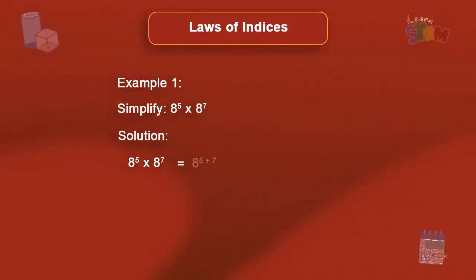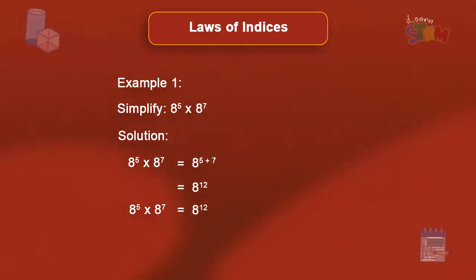This will give us 8 raised to power 5 plus 7. This will then give us 8 raised to power 12. Therefore, 8 raised to power 5 times 8 raised to power 7 equals 8 raised to power 12. That's brilliant. Now, let us look at the second law of indices.